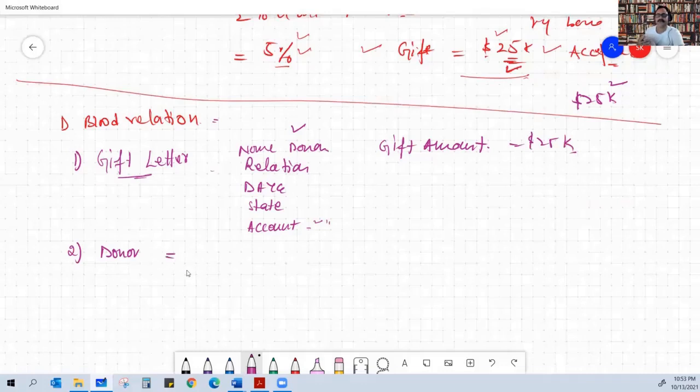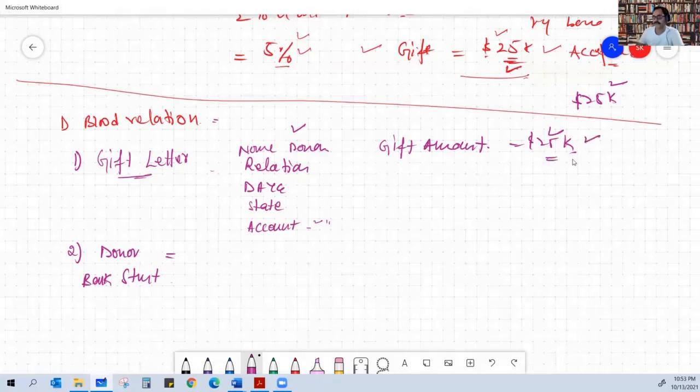So I also need to give proof. As a lender, we always should check whether the donor had $25,000 available in the account or not. So the donor bank statement always needs to be there. They need to show us the proof, these are my bank statements. The donor bank statement is always required and should have sufficient funds. Like in our example, they need to show $25,000 or more, equal to or greater than $25,000 in the balance.